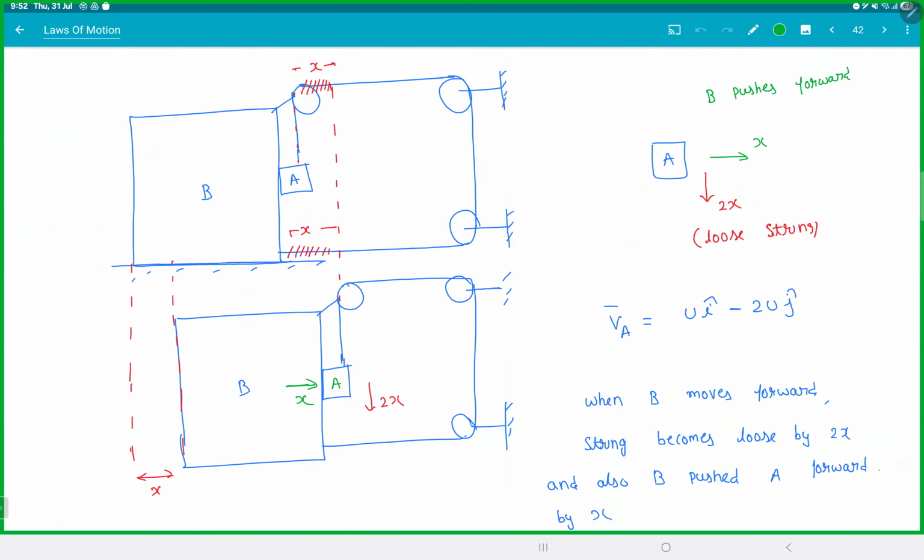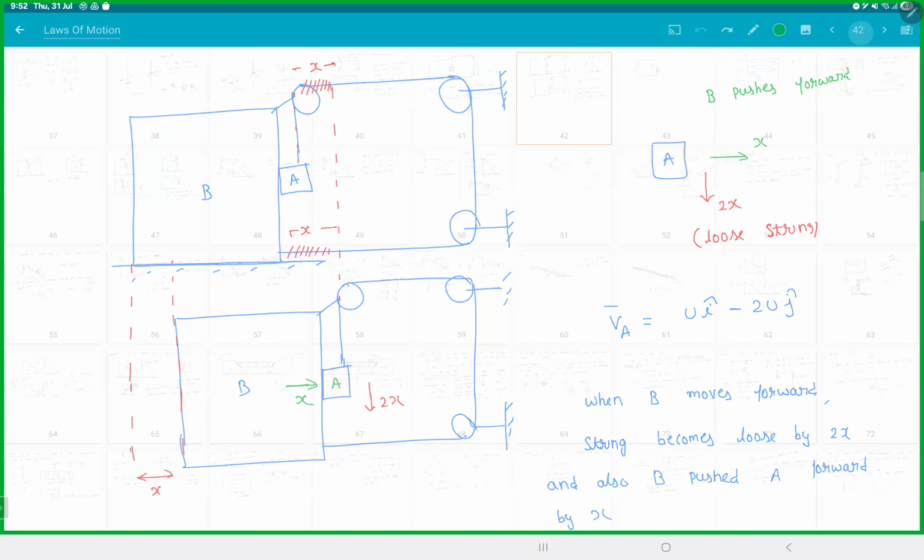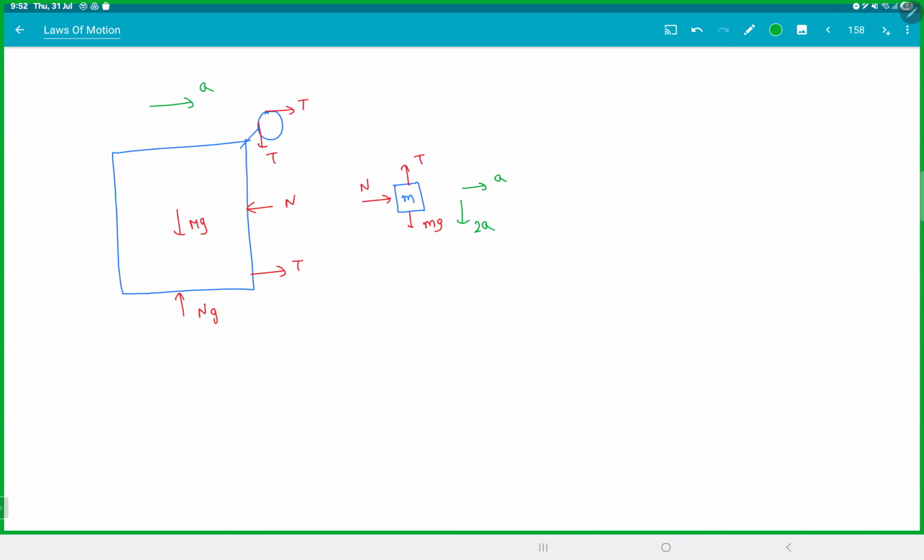Whenever you push the block by X forward, you can notice here, the string gets loose at 2 different positions, X and X. All this loose string has to go somewhere and the only one who can take it is block A. So whenever the big block goes forward by 1 meter, the small block goes down by 2 meters. So this was the thing which we got. Hope everyone remembers this, the constraints. So acceleration will be A and 2A.